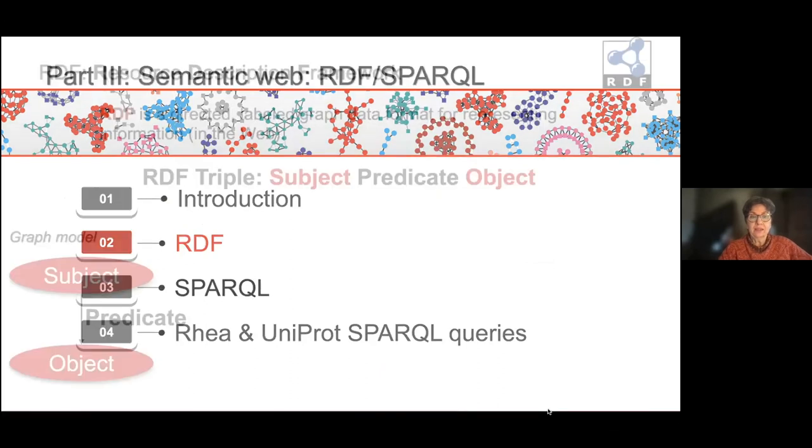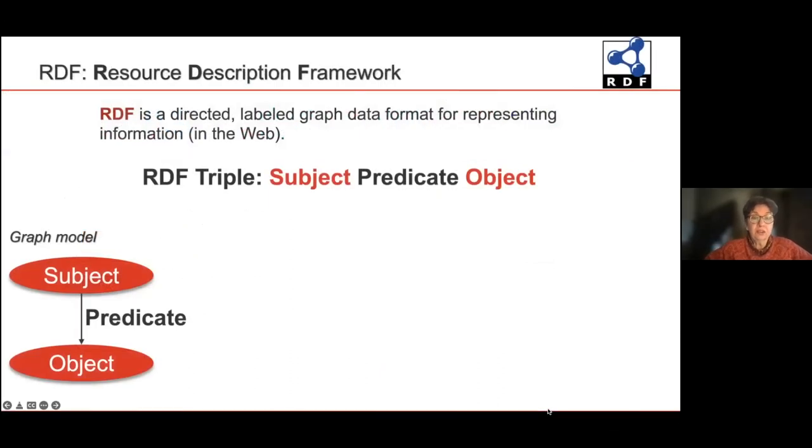So what is RDF? RDF is a directed labeled graph data format for representing information. It was made for the web. RDF, for Resource Description Framework, is organized as a triple. Sometimes you can see "RDF triple", where you have a subject, a predicate, and an object. It's very simple. Here you have the text and the same representation in a graph model, where you have two nodes, subject and object, and an edge, which is the predicate.